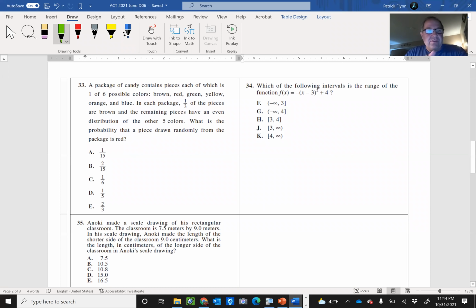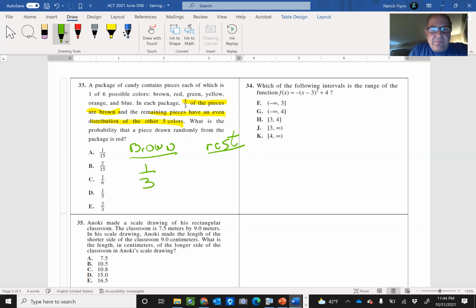Okay, question number 33. A little bit interesting, you have to think about it. You're told that a third of the pieces are brown, and then the remaining pieces are evenly distributed among the other five colors. So for brown, there's a third of the pieces. And then for the rest of them, there's 2/3 left over. Now that's going to be divided evenly among everyone, so I would just divide by 5. So I would do 2/3 divided by 5.